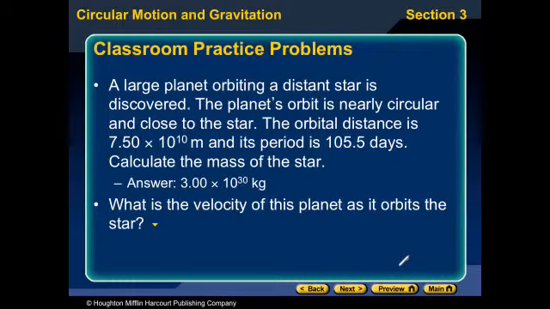Okay, and then the next one is, what's the velocity of this planet as it orbits the star? So our equation for velocity is the square root of G, which is still 6.673 times 10 to the negative 11th, times M over r. So go ahead and plug your numbers in for that, and you should get, let's see, 5.17 times 10 to the 4th. So go ahead and pause and work that out if need be.